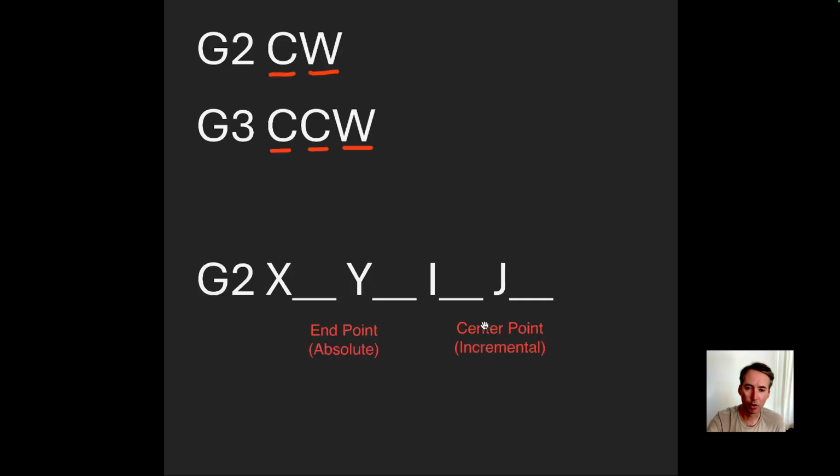So this is where we're going to use incremental, just for these two letters, I and J. I relates to the X axis and J relates to the Y axis. Maybe I can draw a little X here and a Y here. I is the incremental distance from your start point to the center point of your arc in the X direction. And J is the same, the incremental distance from the start point to the center point of your arc in the Y direction. That may sound confusing until we look at an example.